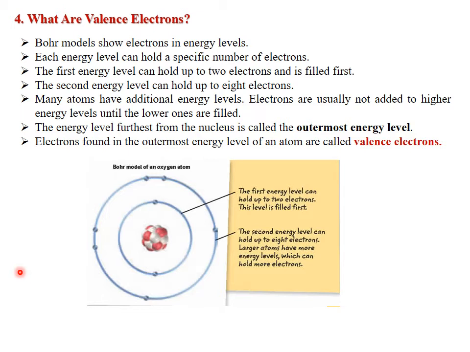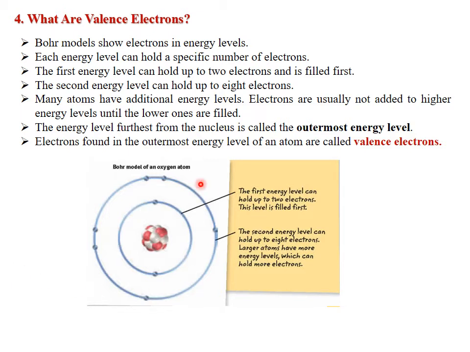Now, many atoms have additional energy levels, but electrons are usually not added to higher energy levels until the lower ones are filled. The energy level furthest from the nucleus is called the outermost energy level, and electrons found in the outermost energy level of an atom are called valence electrons.